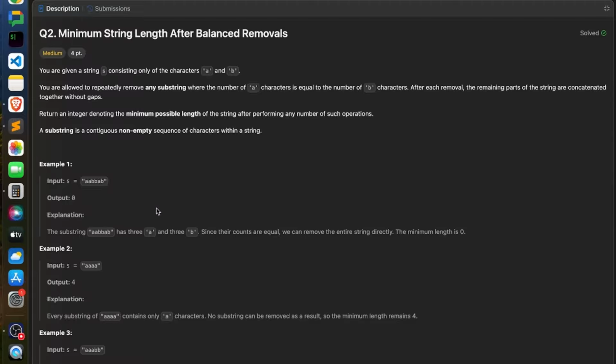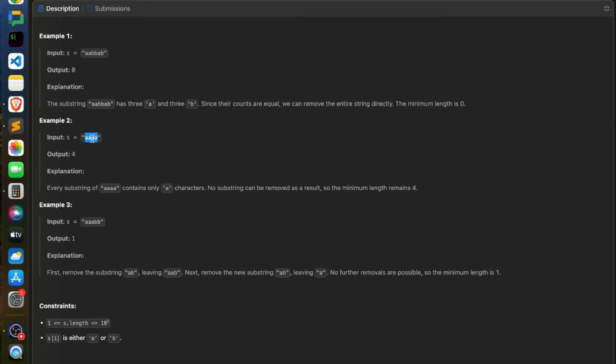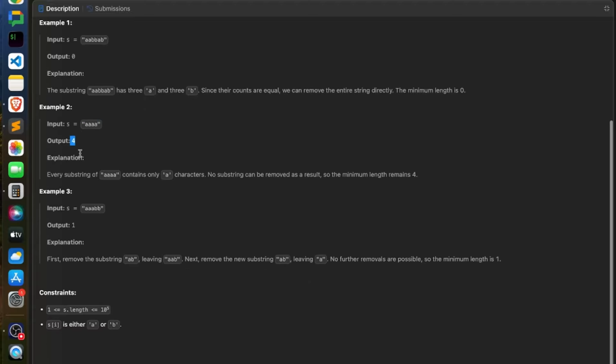And we know what a substring is. So let's take the examples. Let's take the first test case. You have three a's and three b's, right? So you can easily remove the whole string itself because the number of a is equal to the number of b. So the remaining length of the string is 0, the minimum. Here there is no b character, so you cannot remove any substring.